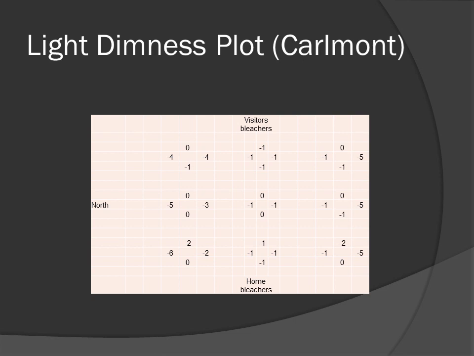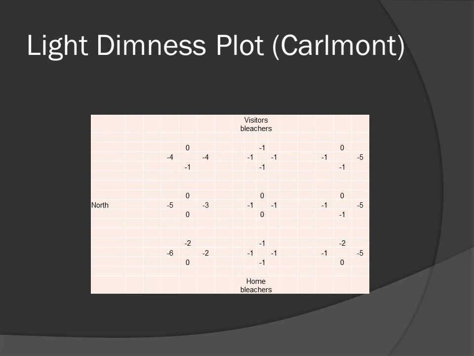So this is a dimness plot, or the evenness plot. The 0 are the brightest spots in the field, and everything else is based on that. So for instance, top middle 50-yard line, it's -1 stop in all 4 directions.